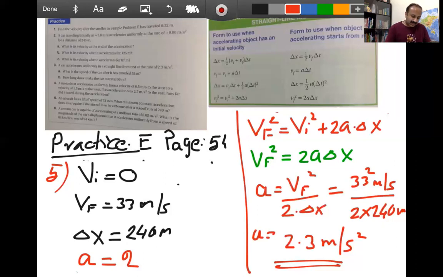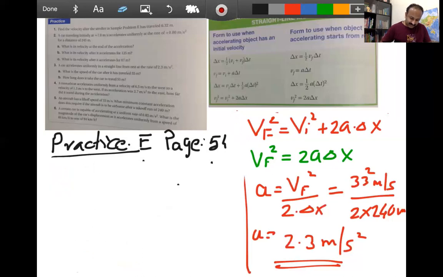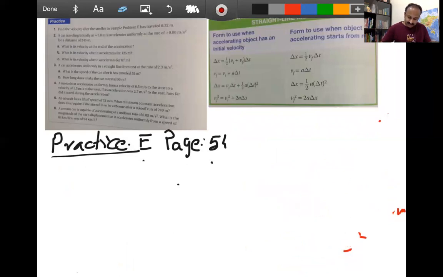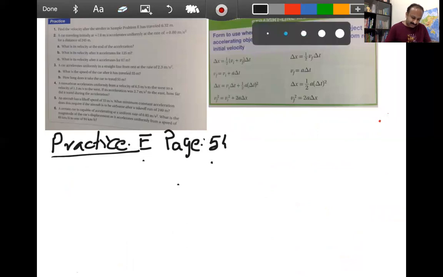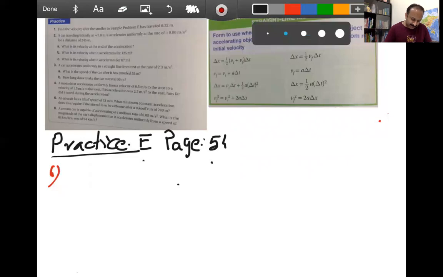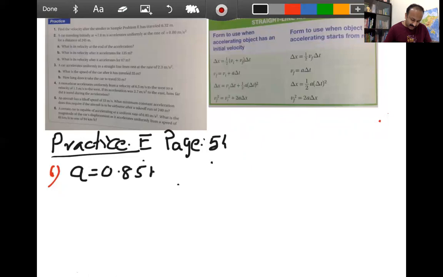And now the last question. Question number 6. A certain car is capable of accelerating at a uniform rate of 0.85 meters per second square. So the acceleration is given there. Acceleration of the car is 0.85 meters per second square. What is the magnitude of the car's displacement?